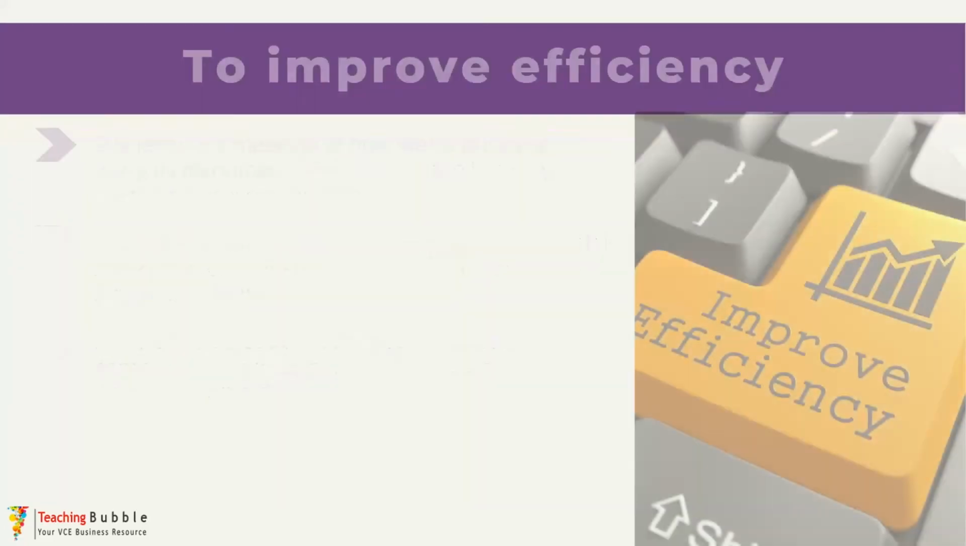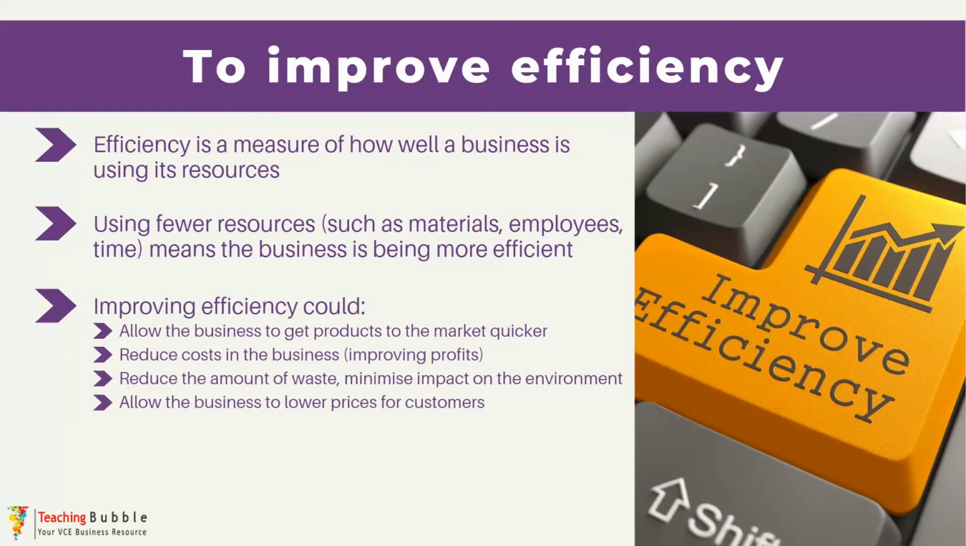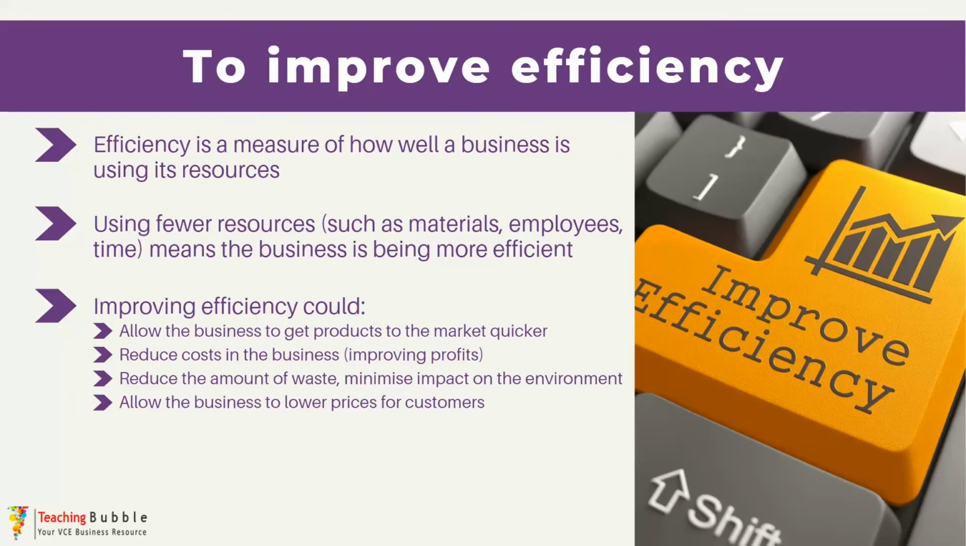Another objective is for businesses to try and improve efficiency. So, efficiency is the measure of how well a business is actually using their resources. So, if they can use fewer resources, that could be materials, employees, time, machinery, anything like that, it means that they are being more efficient. Each one of those resources costs the business money. And as a result of using fewer resources, it means they're being more efficient, which means they can make and produce each product, whether it be a good or service, for less.